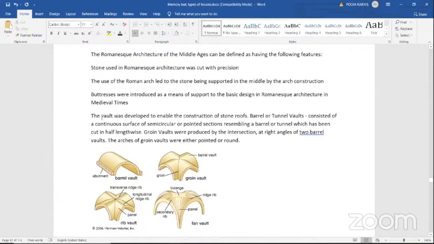Buttresses were introduced. Then the vault was developed to enable the construction of stone roofs. Barrel or tunnel vaults consisted of a continuous surface of circular, semicircular, or pointed sections resembling a barrel or a tunnel which has been cut in half lengthwise. Groin vaults were produced by the intersection at right angles of two barrel vaults. This is very specific. Don't worry, I won't ask this in this much detail. Arches of groin vaults were either pointed or round.